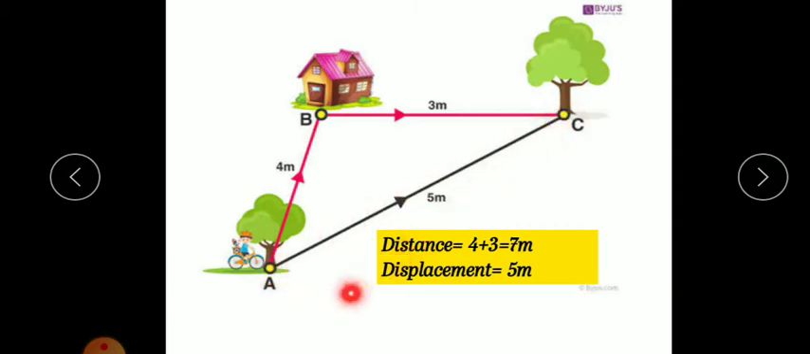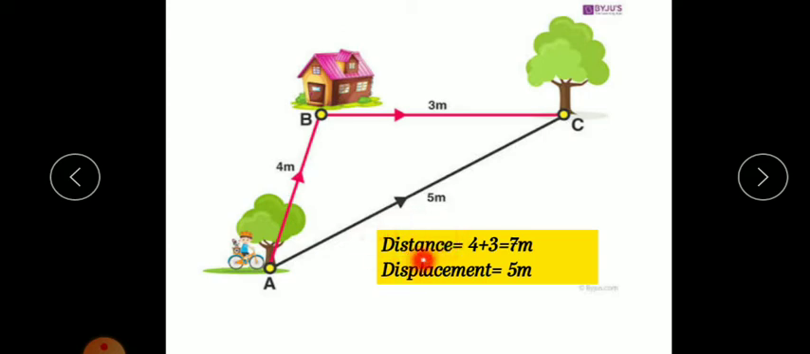The physical quantity displacement has both magnitude and direction. Magnitude is the numerical value; 5 is the magnitude. So displacement has both magnitude as well as direction. That is why displacement is a vector quantity. What is a vector quantity? A physical quantity having both magnitude and direction is known as a vector quantity.